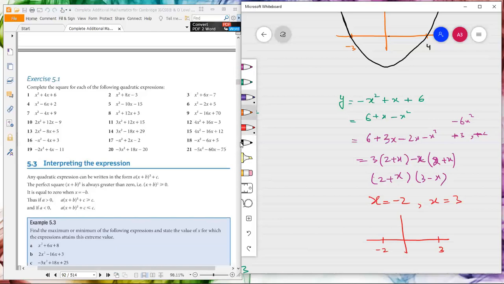Now look at this, because the coefficient of x square here is negative, it will open downward. So just make the curve open downward and sketch it. These are the x-intercepts, minus 2 and 3, while this curve opens downward. This is all about quadratic sketching, how we can sketch the quadratic function.